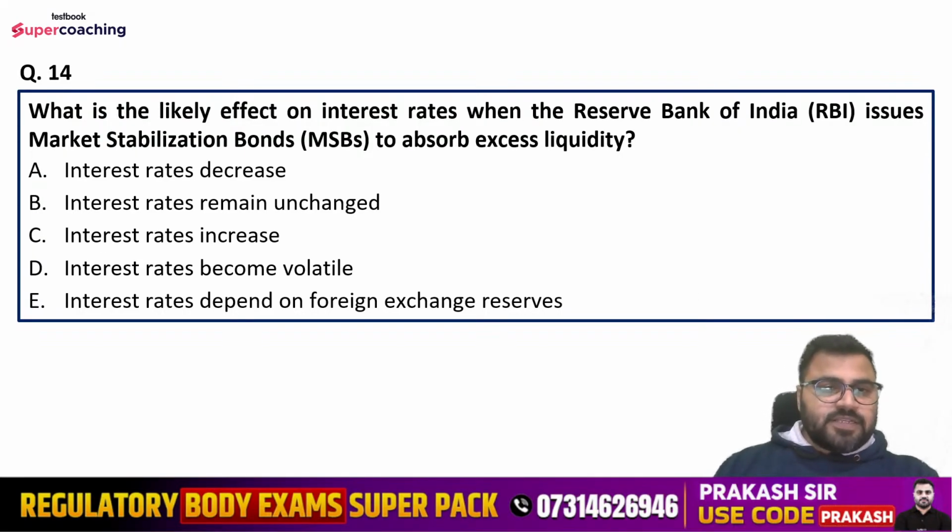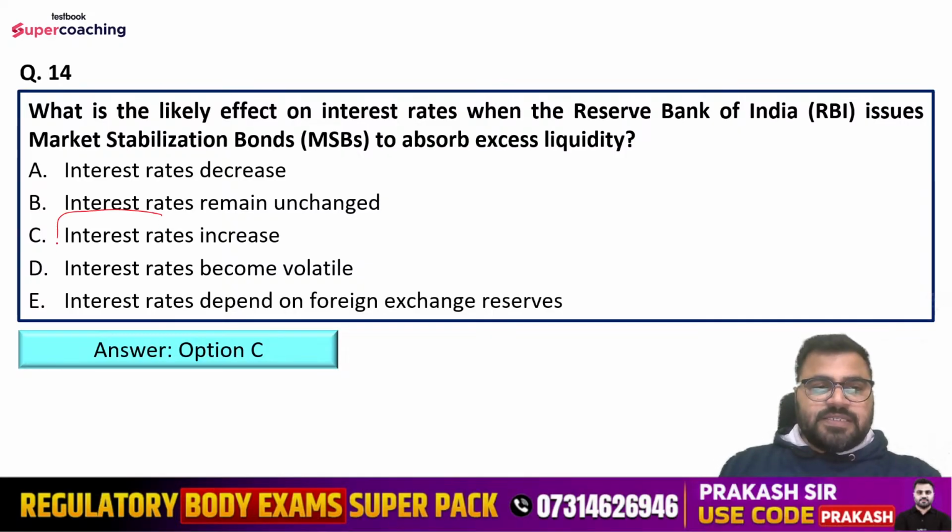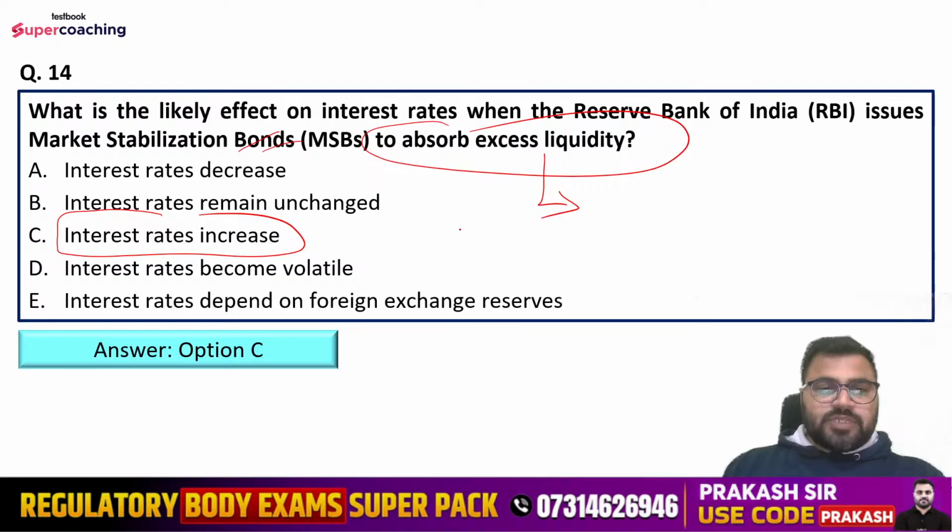बताइए जी, what is the right answer? So right answer is option number C, that is interest rates would increase in the economy. Got it? So when the RBI issues the market stabilization bond to absorb the excess liquidity, जब excess liquidity कम हो जाएगी, then interest rates would increase in the economy.